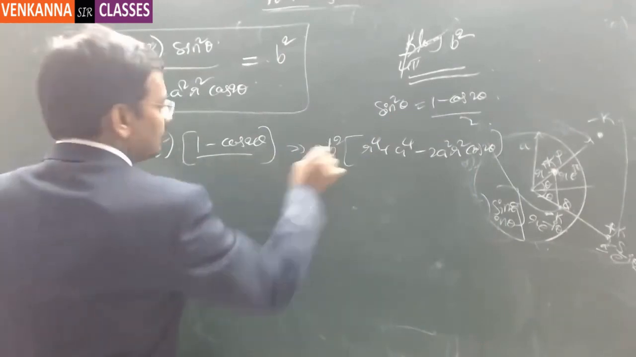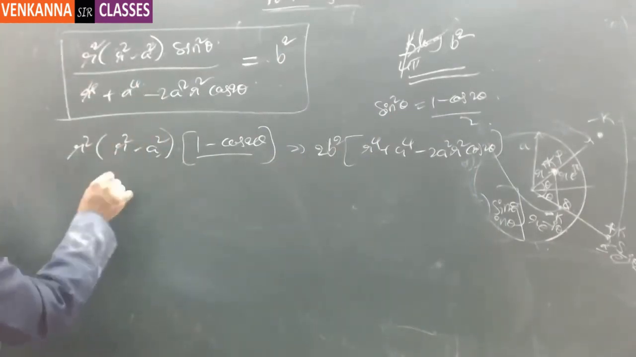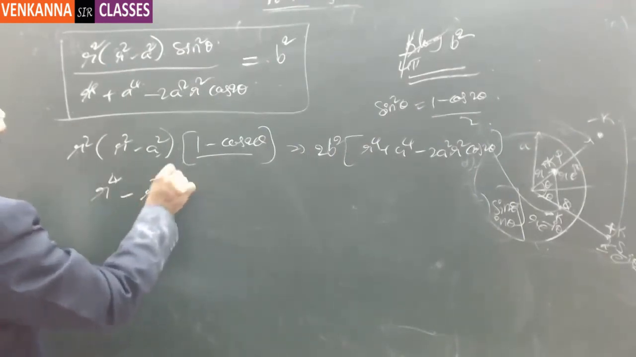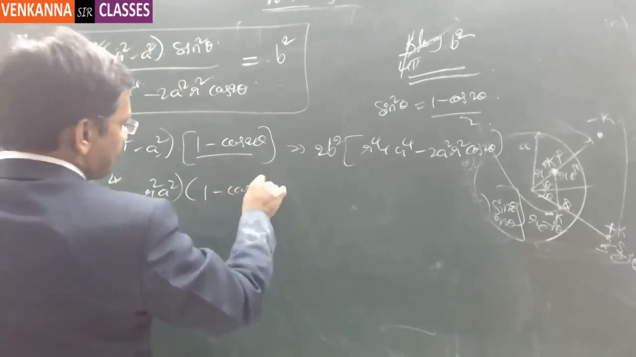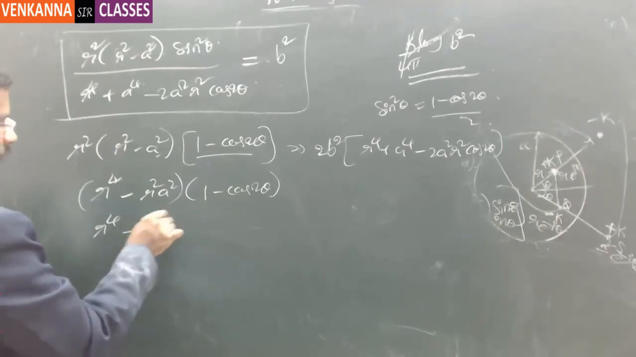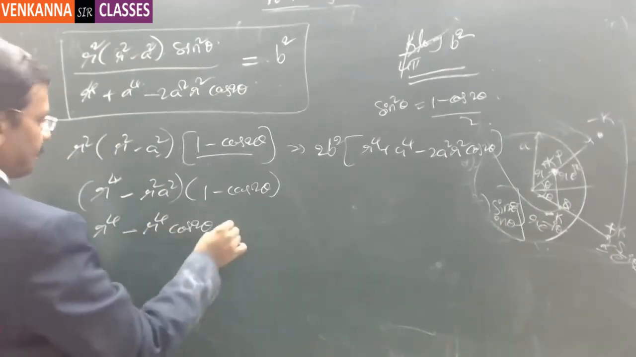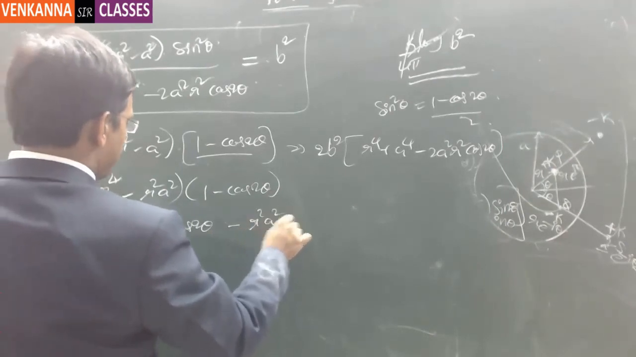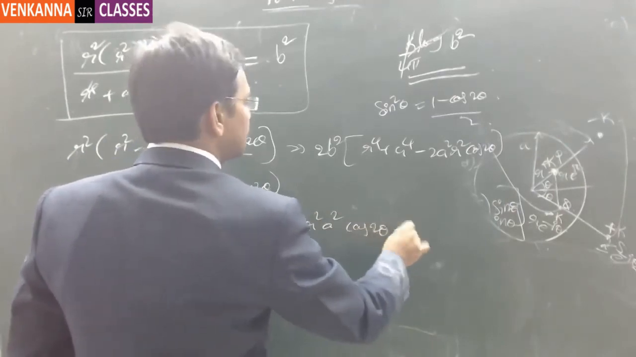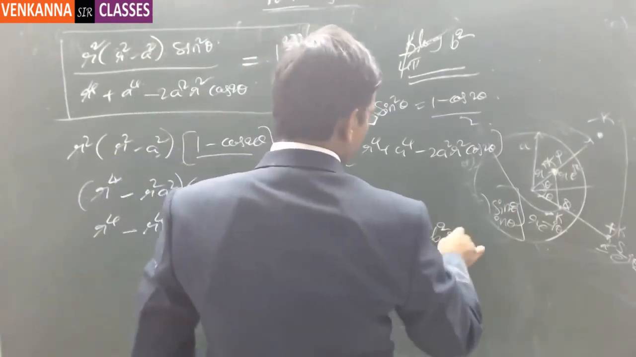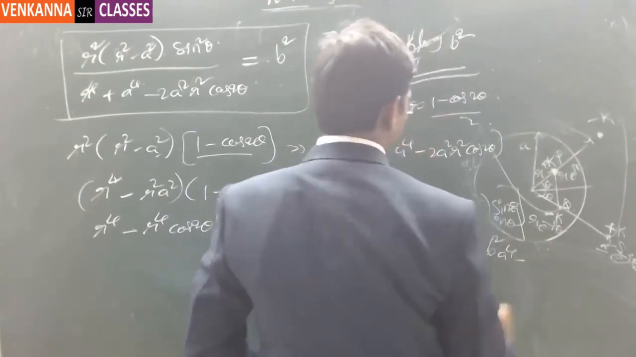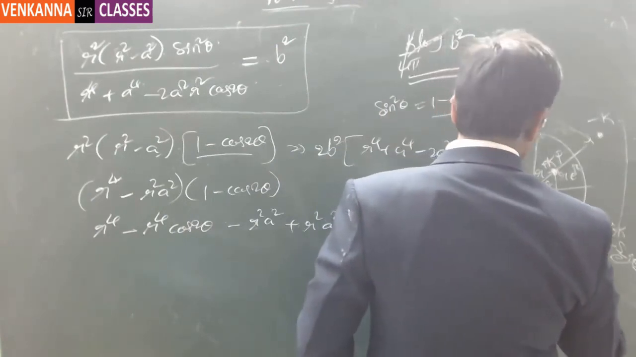So this 2 you can take to this side. Now this will be r power 4 minus r square a square into (1 minus cos 2 theta), and then r power 4 minus r power 4 cos 2 theta minus r square a square plus r square a square cos 2 theta is equal to 2b square r power 4 plus 2b square a power 4 minus 4b square a square r square cos 2 theta.